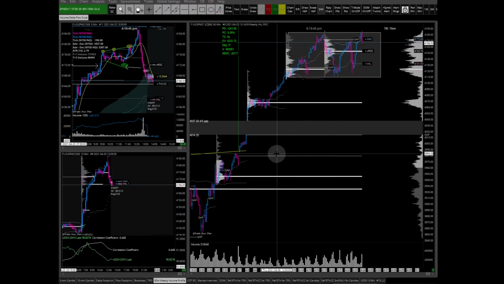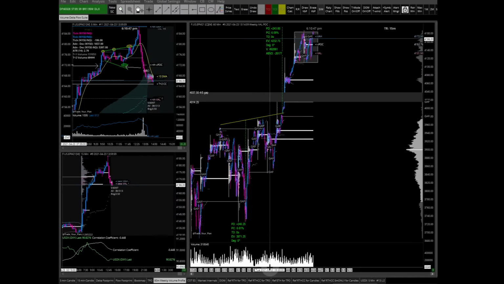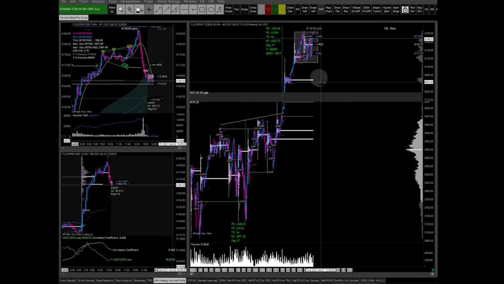Okay, so this is a 60-minute chart. It's nice to look at these levels and to see what the market's doing. We broke out of a larger balance here. The measured move is actually a little bit higher.